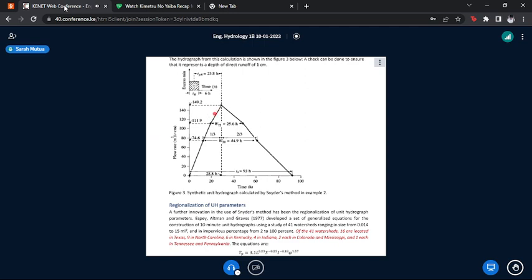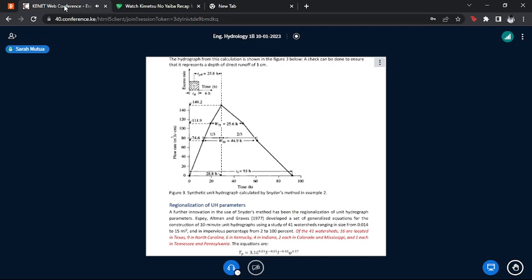And why? Because we have only been able to calculate these particular components, and we do not know the variability between those points. So we join the points that we have calculated using straight lines. So it is more of a triangular kind of shape. This is the synthetic unit hydrograph calculated using Snyder's method.